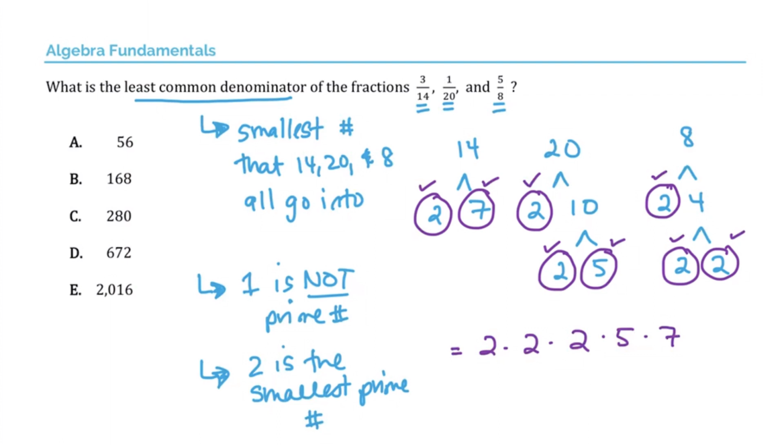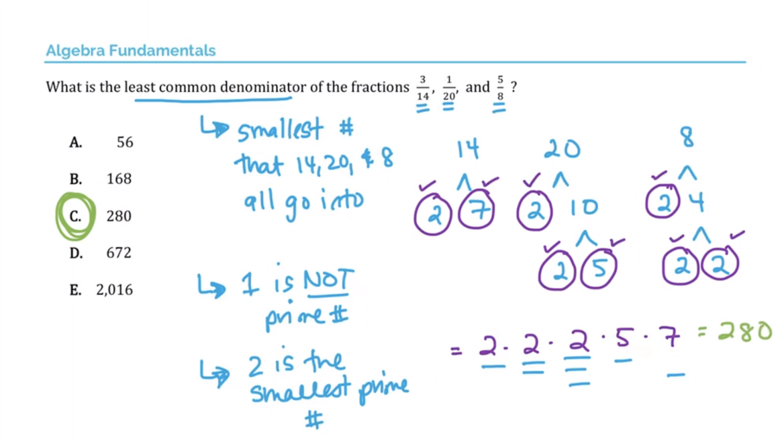So basically now when we think about it, I've got my 3 2's to make sure that 8 will go into it. I have 2 2's and a 5 to make sure that 20 will go into it, and I have a 2 and a 7 to make sure that 14 will go into it. So I now know that when I do 2 times 2 times 2 times 5 times 7, which by the way is 280, that is going to be the smallest number that they all go into.